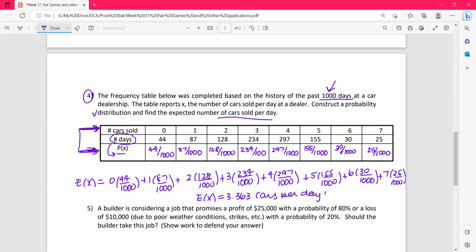Okay, don't need to talk about fairness, it's not a game. Just on average, they are looking to sell about 3.3 cars per day.